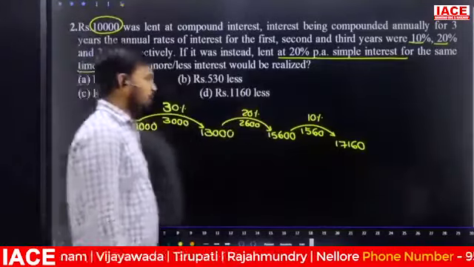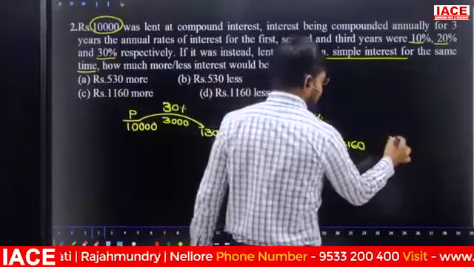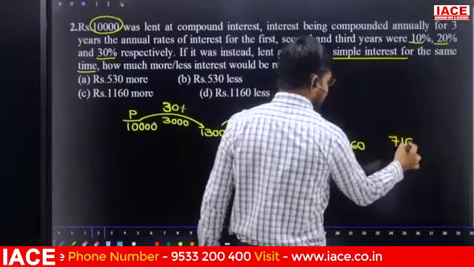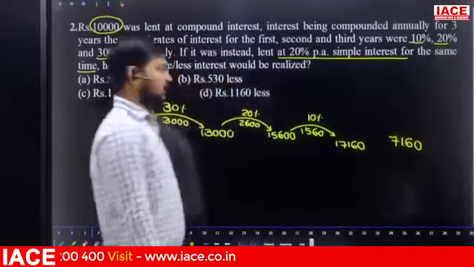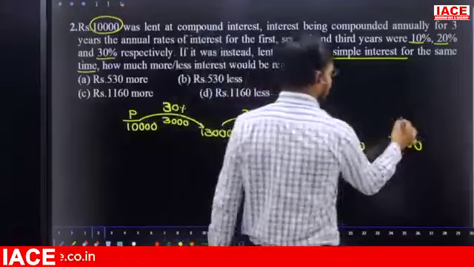How much interest are you getting? 7,160. 7,160 is the interest you are getting. Yes or not? This is compound interest.